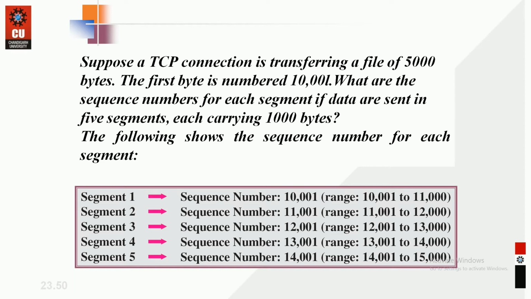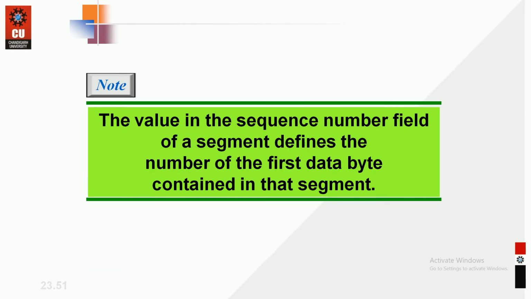The data generated by the application layer, the whole message, is divided into subparts, and each part is called a segment. Now, as we can see, we have 5,000 bytes divided into segment 1 to segment 5, and every segment has 1,000 bytes.